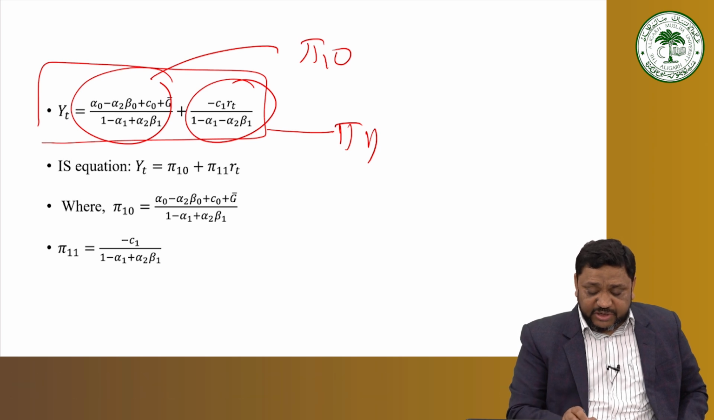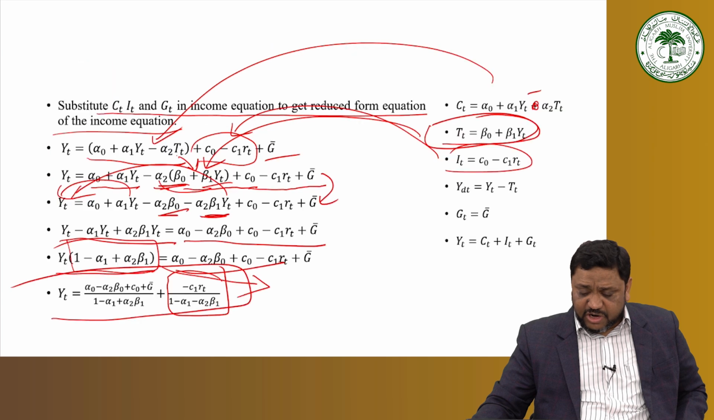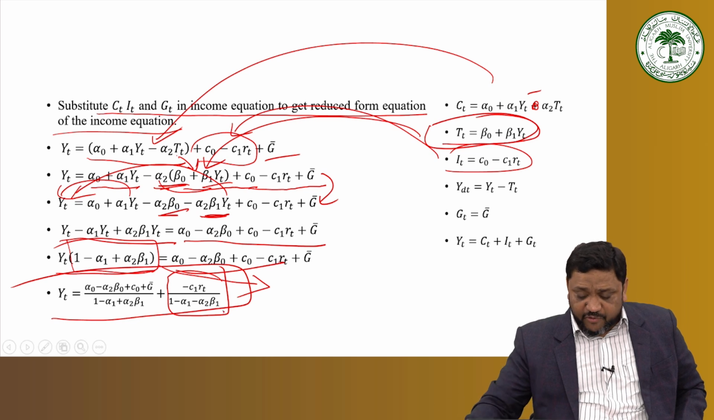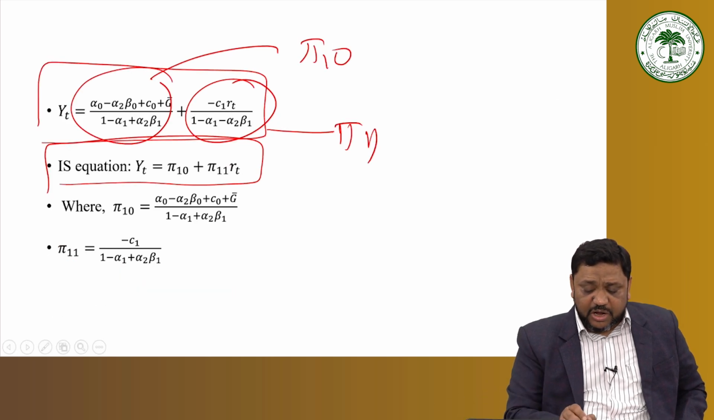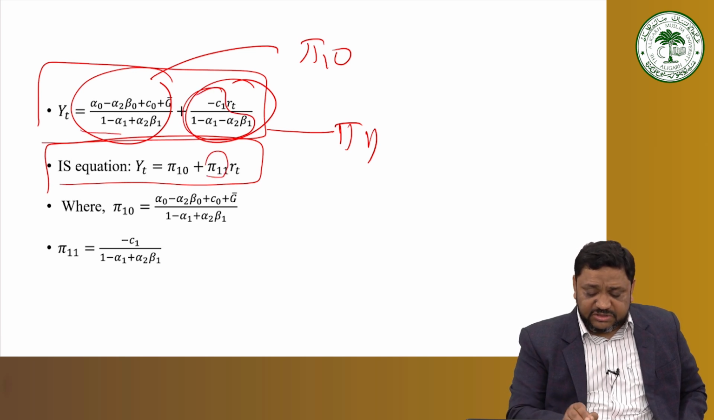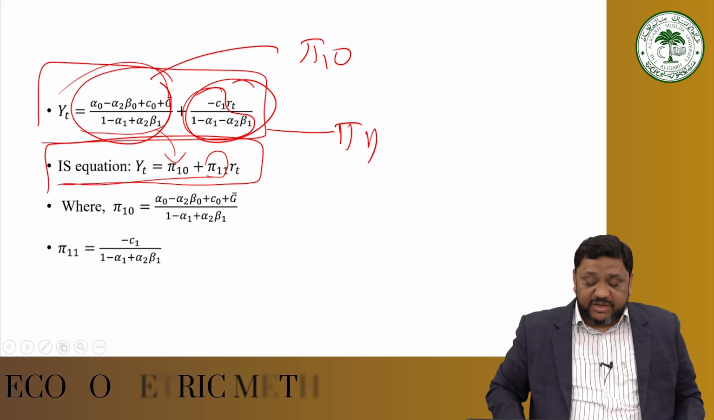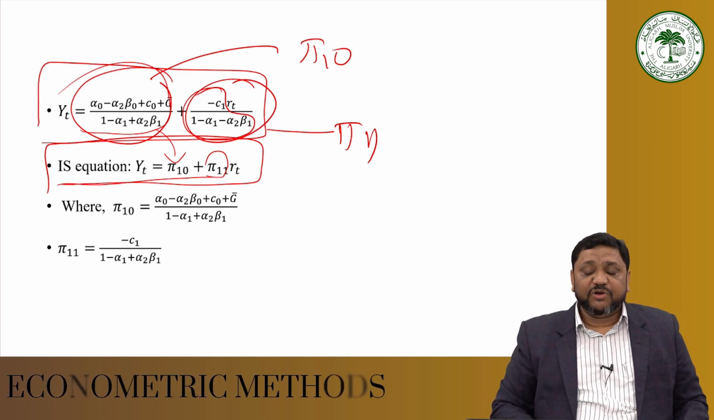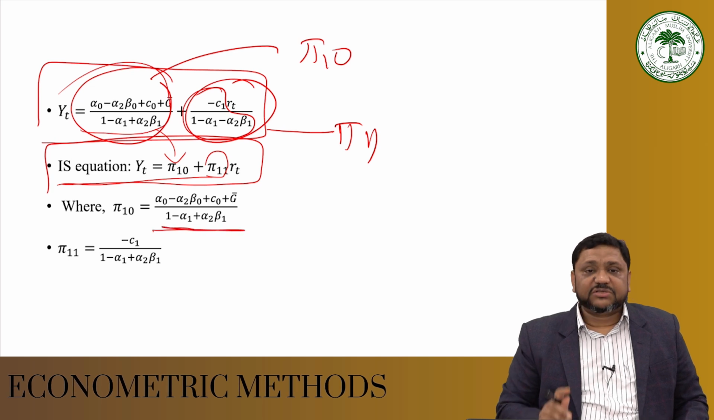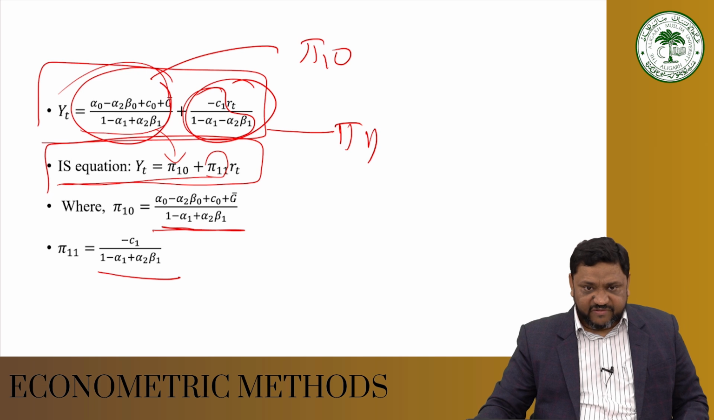Your IS equation is, you can say, and this we have just now derived from here. Now we can say that this much term is equal to pi 1 1 and this term is equal to pi 1 0. So we can write the IS equation Yt is equal to pi 1 0 plus pi 1 1 RT, where pi 1 0 is this term and pi 1 1 is this term. So we have defined the IS equation.